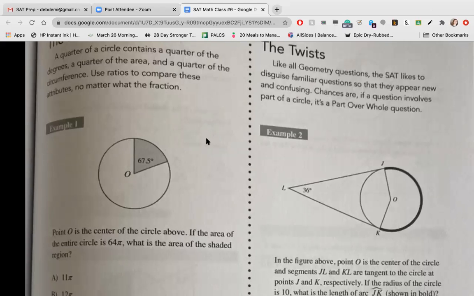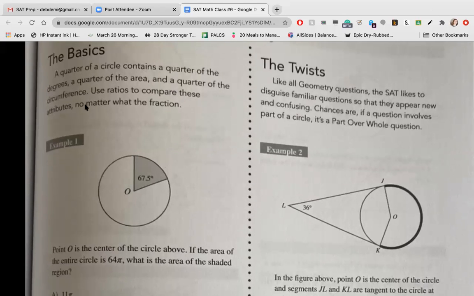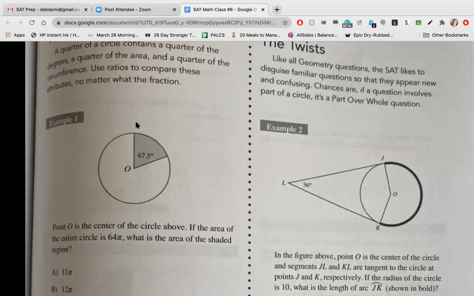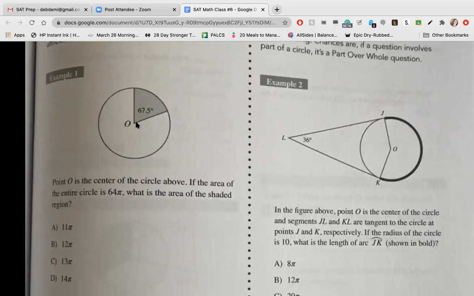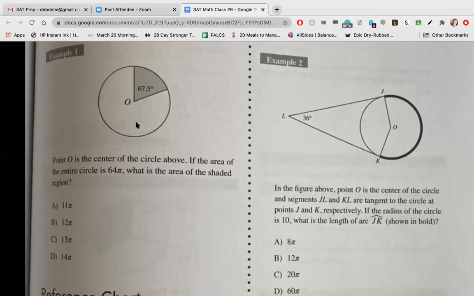A quarter of a circle contains a quarter of the degrees, a quarter of the area, and a quarter of the circumference. Use ratio to compare these attributes no matter what the fraction. Okay, I've seen these on the SAT, so focus here. Let's get these problems done. There's probably too many today, but we'll see what we can do.